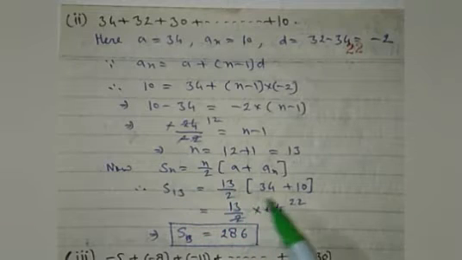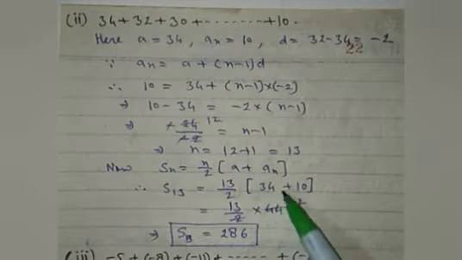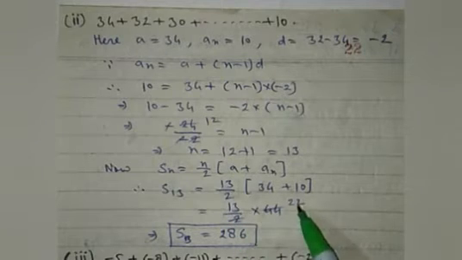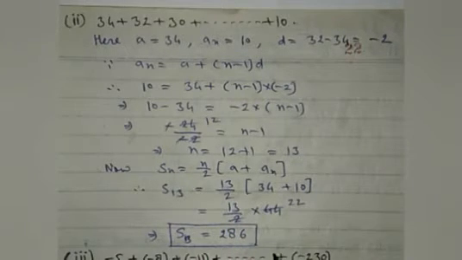Now Sn is equal to n by 2 into a plus an, that is S13. S13 equal to 13 divided by 2 into bracket 34 plus 10. So it is equal to 13 divided by 2 into 44. So here it will be equal to 13 into 22, that is equal to 286.